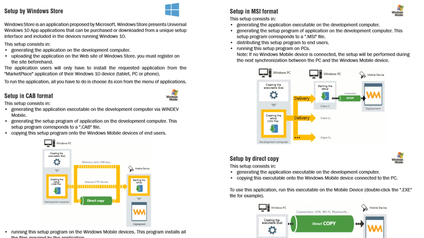So there are three options: USB, Wi-Fi or Bluetooth. It is a real direct copy. By using an FTP server, you can also transfer this. Here it has been written, by FTP server. Then it is by connection, USB or Wi-Fi, and you can run it on the mobile device. So these are the ways in which a Windows file can be run and deployed on the Windows mobile.